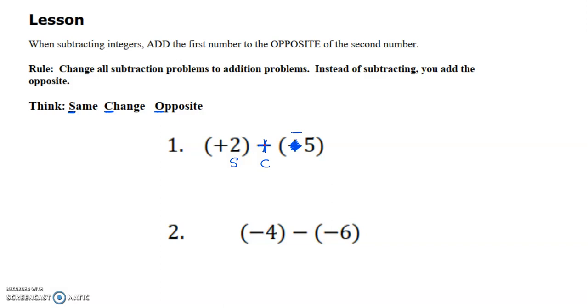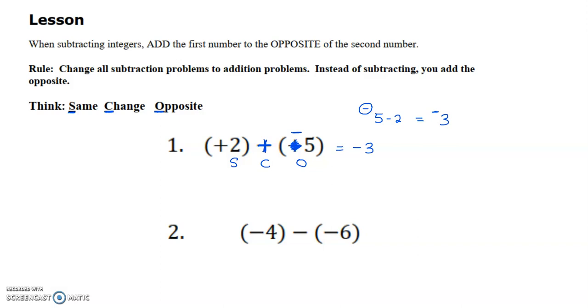Now we can follow the integer rules for adding. So we have +2 plus -5, which means the signs are different. So we're going to subtract 5 minus 2, but we're going to keep the sign of the larger number. 5 minus 2 is 3, and we're going to keep the negative sign. So the result is -3.